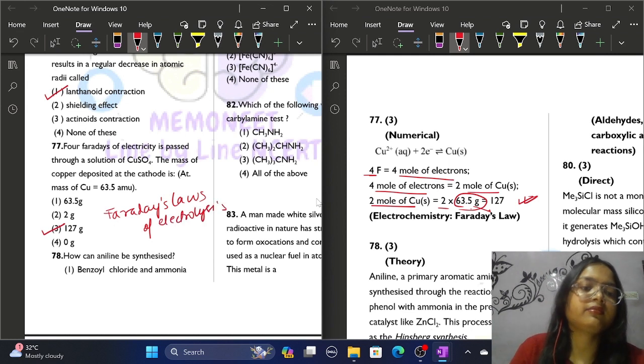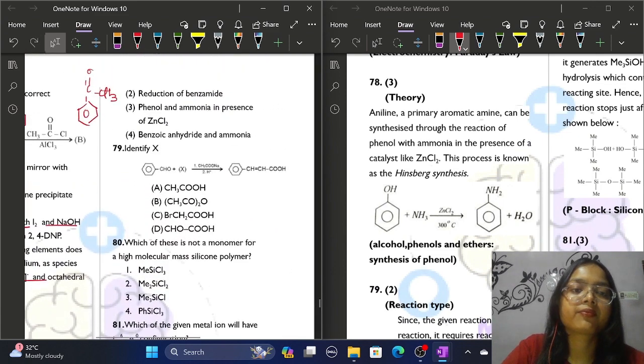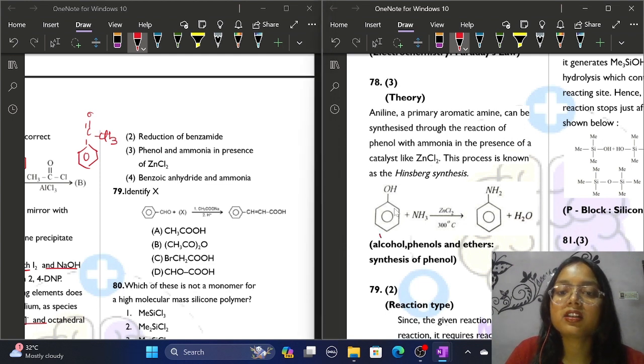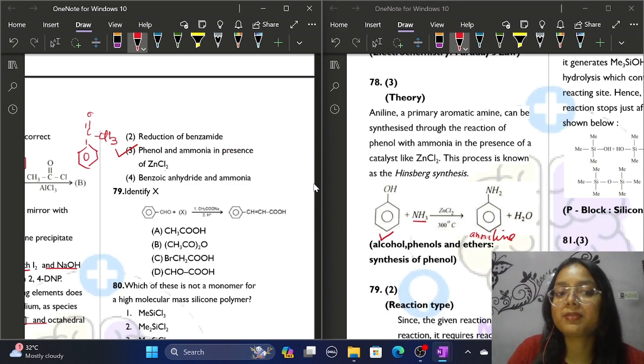How can aniline be synthesized? The options are benzyl chloride and ammonia, reduction of benzamide, phenol and ammonia in presence of ZnCl2, or benzoic anhydride and ammonia. When phenol is reacted with ammonia in the presence of ZnCl2 at 300 degrees Celsius, it will form aniline. So what will be the correct option? The third one, phenol and ammonia reacted in the presence of ZnCl2.